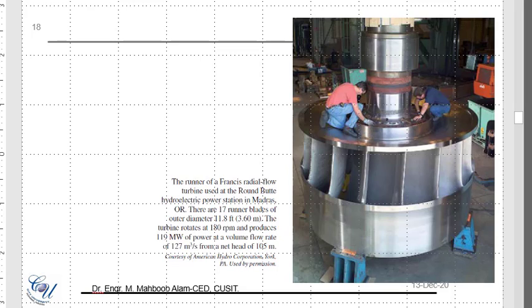This is one typical example of a Francis turbine, and this is a Francis radial flow turbine. So you see the water would be entering in this direction, radial to the axis of rotation. So this would be your axis of rotation, and this is in the radial direction. The water is entering in this direction. There are almost 17 runner blades of a particular diameter, and you can see the size of it. It revolves around 180 revolutions per minute and produces electricity of 119 megawatts. And interesting to see is that they are using a high head of 105 meters, with a volumetric flow rate of 127 cubic meters per second.